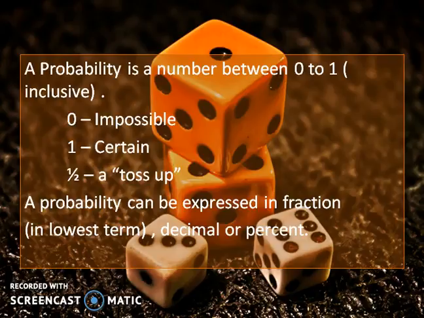A probability is a number between 0 and 1. 0 means there is no chance for the event to occur. Meanwhile, 1 means that the event will occur. Otherwise, half means that the event may or may not occur.